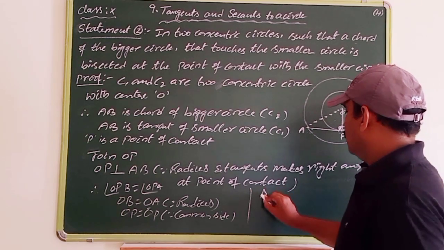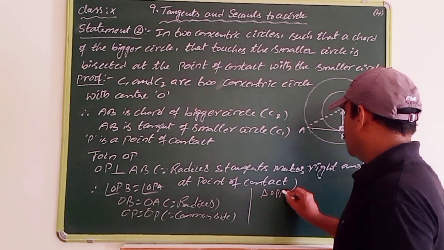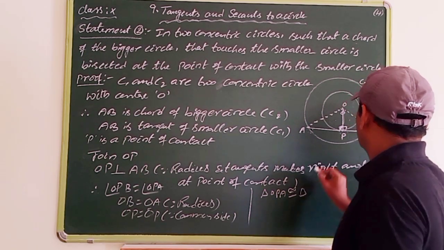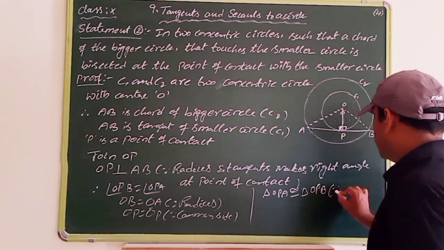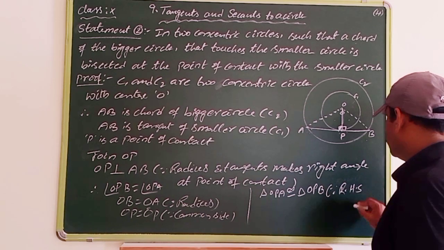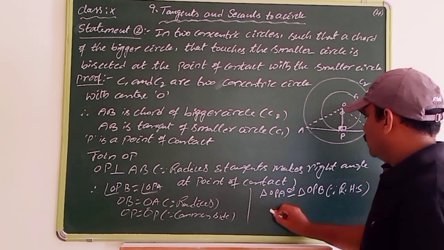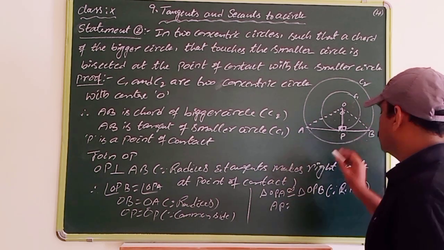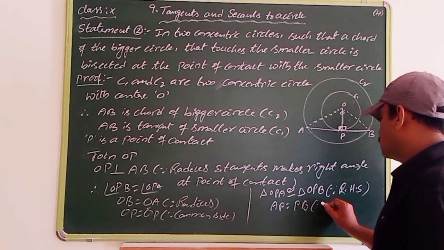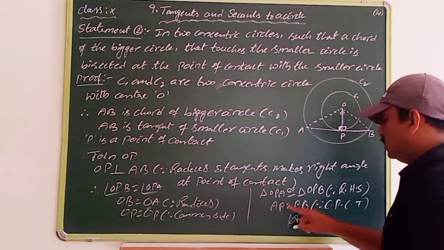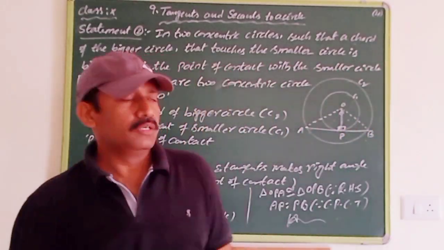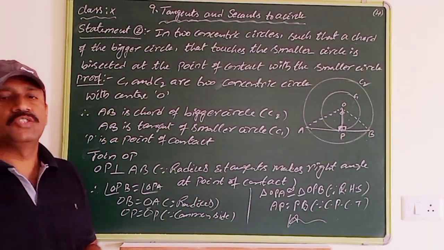So triangle OPA is congruent to triangle OPB. Reason: RHS congruency. So what do we write now? AP is equal to PB, since CPCT. Hence proved. I hope you understood statement number 2 also.